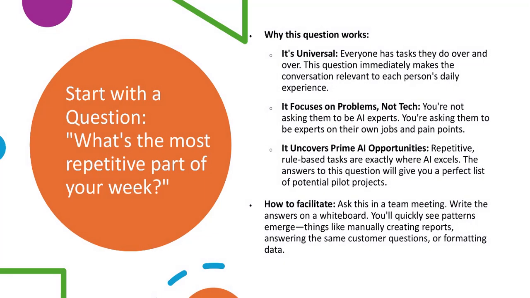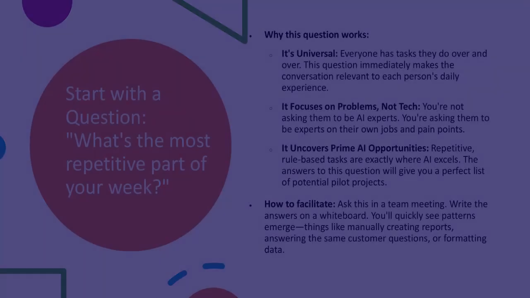Begin with a question. What's the most repetitive part of your week? This universal question helps identify tasks ripe for AI automation. It focuses on problems, not technology, and uncovers prime AI opportunities. Facilitate this discussion in team meetings to reveal patterns and potential pilot projects.